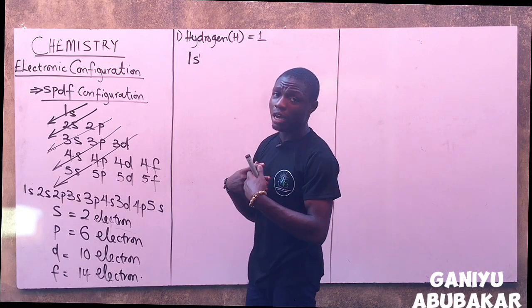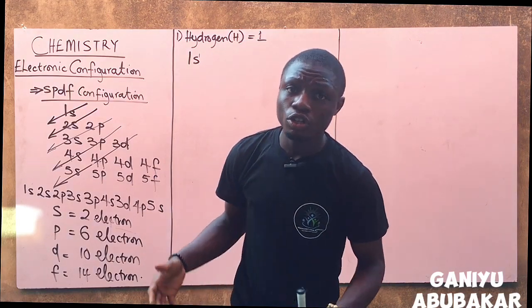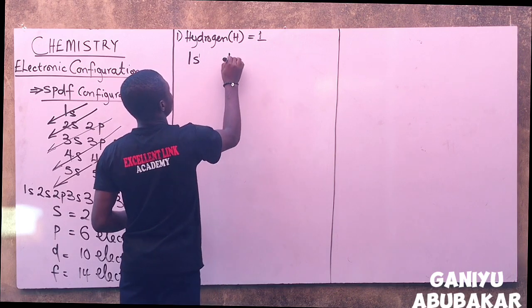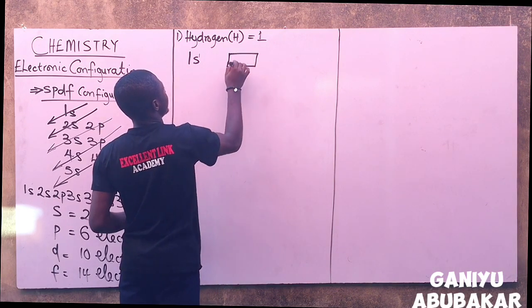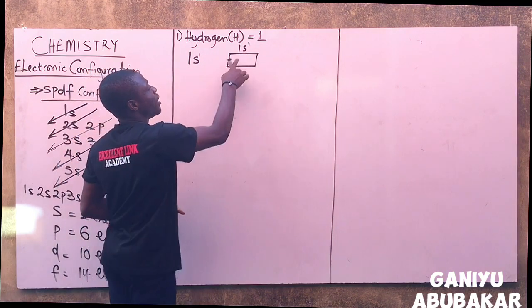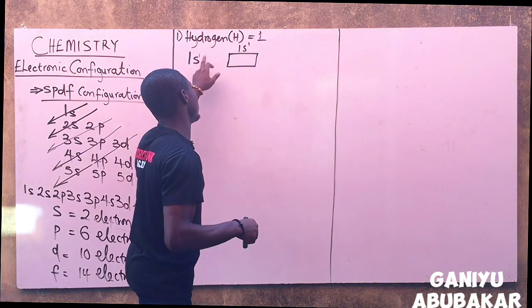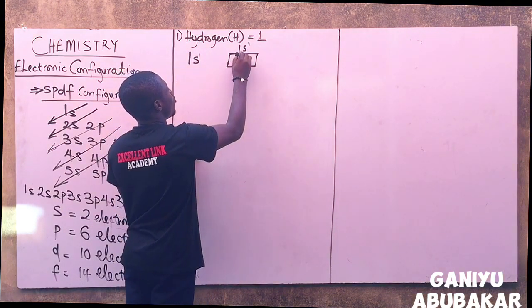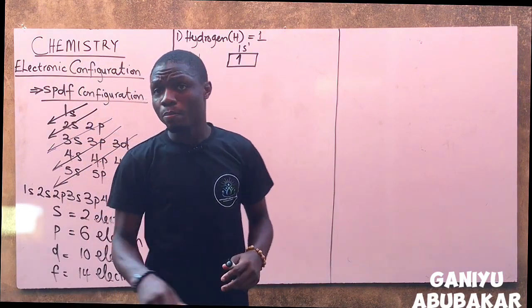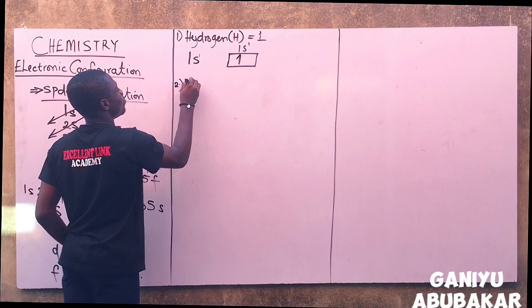When it comes to SPDF configuration, we do work with orbital diagram. So the orbital diagram for this one becomes something of this nature, right? This is 1s to power 1. We said an orbital contains just maximum 2 electron, so I have just 1 electron here. I'll start with the upper one this way. This is the orbital diagram for my hydrogen. Let's take another example. Number 2, let's take sodium.